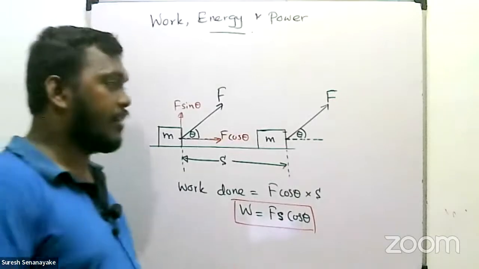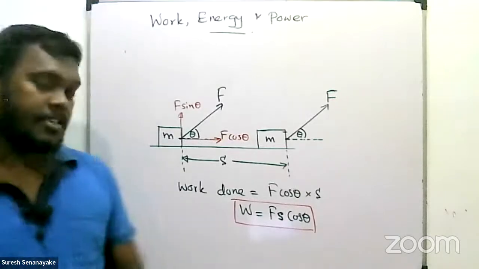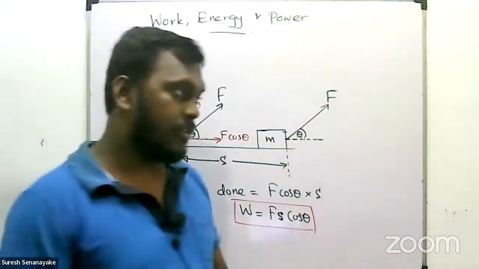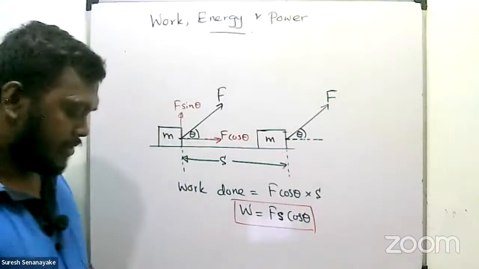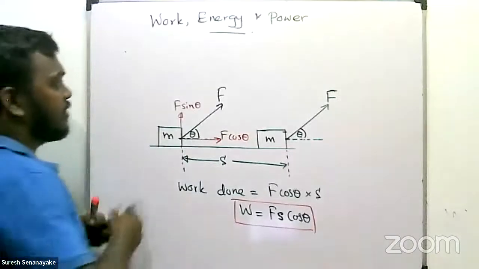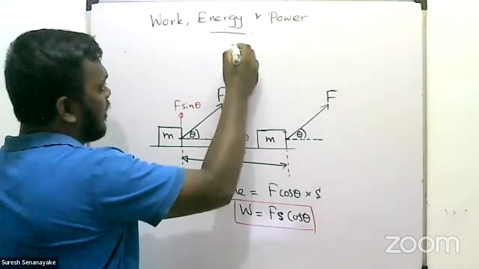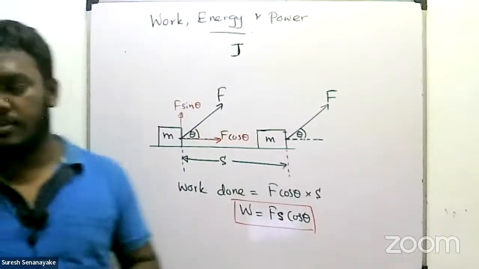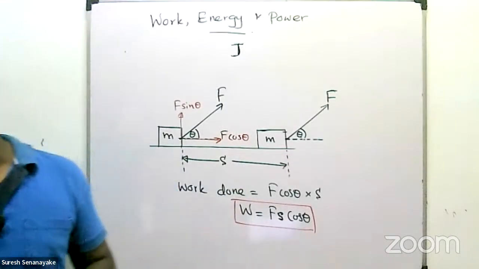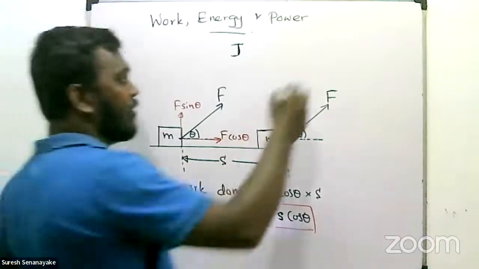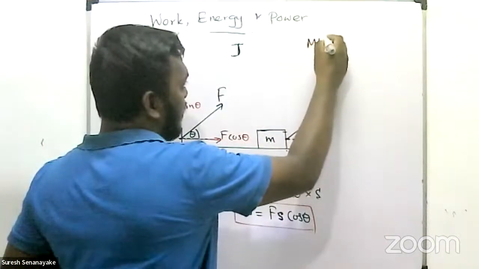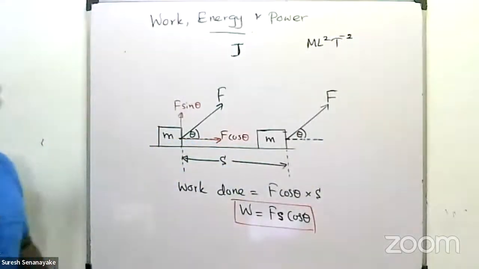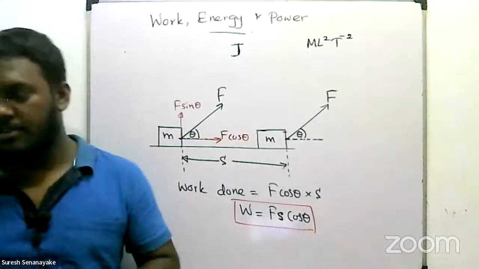And after that, right, work done is a scalar quantity. The SI unit of work done is joule, and its dimensional formula is M L squared T to the minus 2.